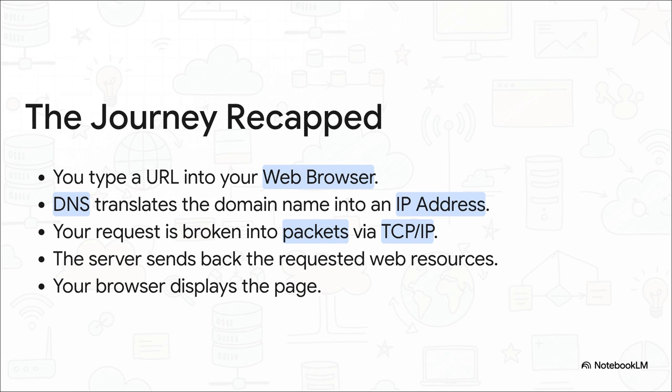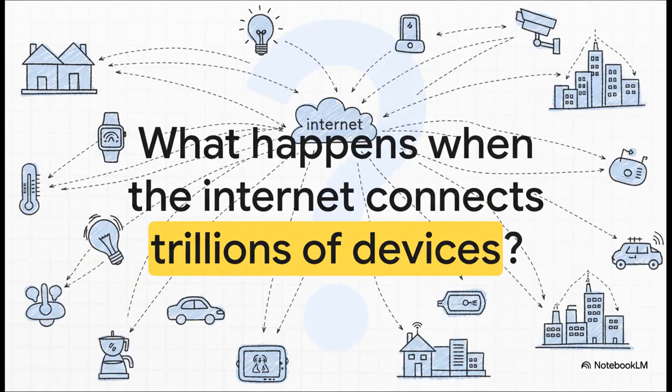And the most incredible part? All of this happens in less time than it takes to blink. It's really an invisible system, built on simple rules that allow for this incredible complexity. It already connects billions of us, but just think about what happens when it starts connecting trillions of devices tomorrow in our smart homes, smart cities, and the whole Internet of Things. Understanding how it works today is really the first step to imagining and maybe even building its future.